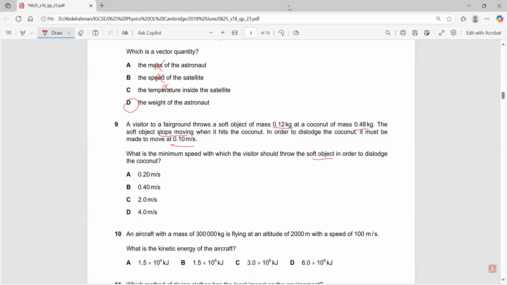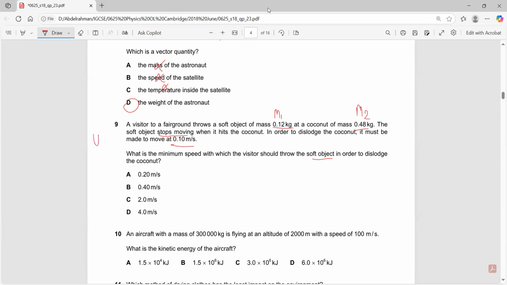First of all, you have M1. I'll call this object M1, and the second object, the coconut, M2. The soft object stops moving when it hits the coconut. So after the collision, the small object, M1, stops moving. Therefore, M1 U1 plus M2 U2 equals M1 V1 plus M2 V2.